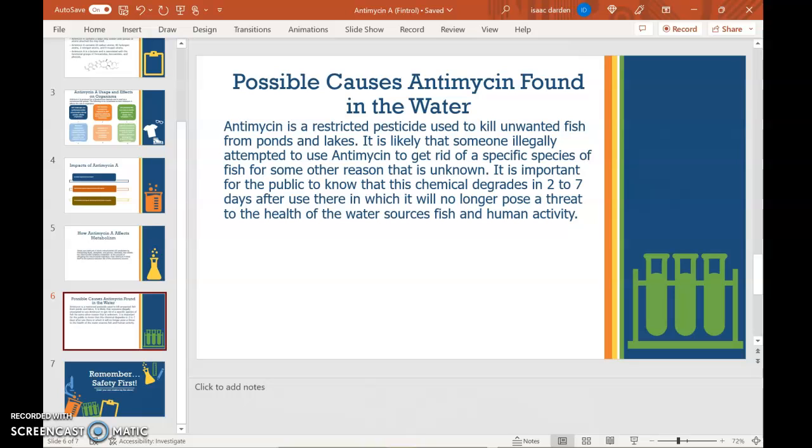It is important for the public to know that this chemical degrades in 2 to 7 days after use, after which it will no longer pose a threat to the health of the water sources of fish and human activity. And on that note, it is important that the public knows that antimycin A is harmful to humans and can irritate eyes, skin, and can cause respiratory issues. So it is very important to let this chemical degrade in the 2 to 7 days before going back into the water and going about your regular water activities.